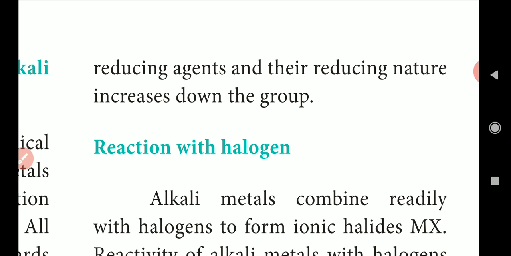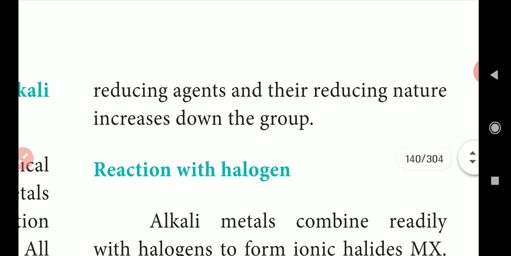What is reduction? The removal of oxygen or addition of hydrogen to a compound is called reduction. So the metal hydrides, lithium hydride, sodium hydride, potassium hydride, rubidium hydride, and the last one cesium hydride, all act as reducing agents. Here cesium hydride is the most reducing agent because it can easily produce H minus ions. So cesium hydride is the most reducing agent.